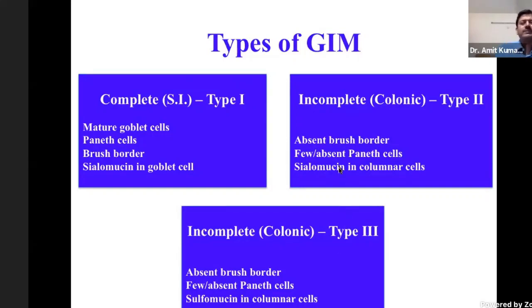Now, these mucins require special stains like Alcian blue or high iron diamine, which are not freely available. And so it's not done in most centers, including ours. But the importance of this lies in the fact that in somebody with type 2 and 3, the risk of progression to cancer is more compared to type 1.